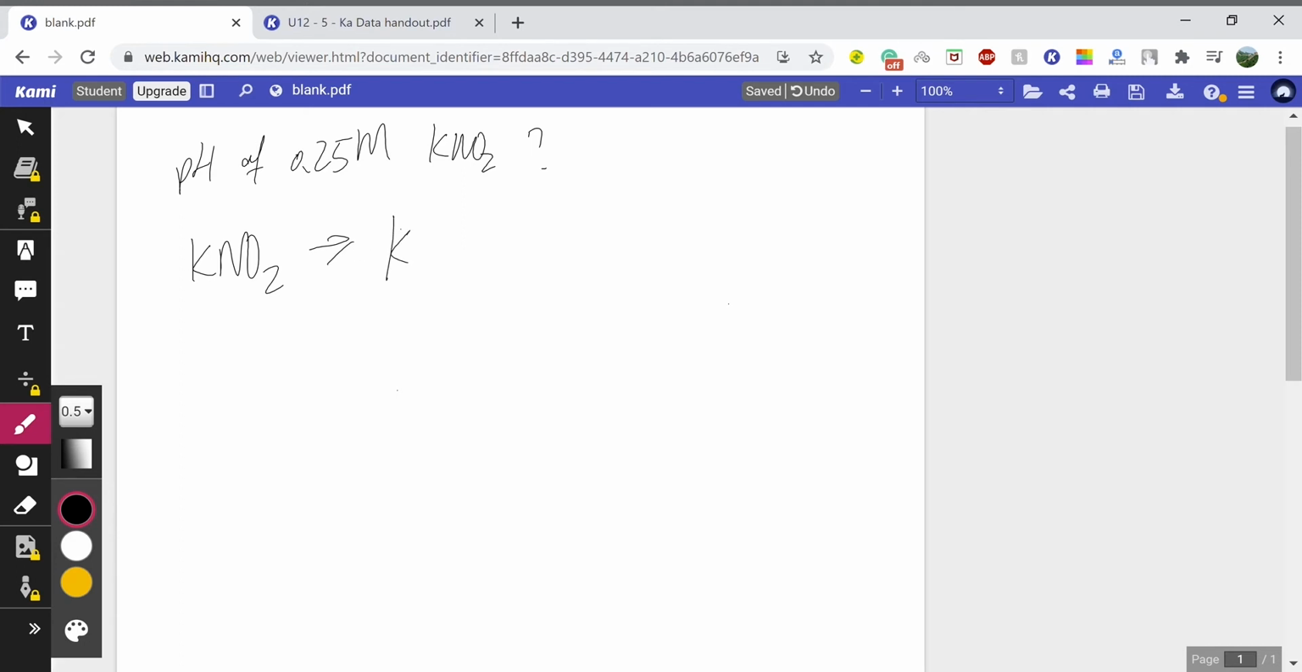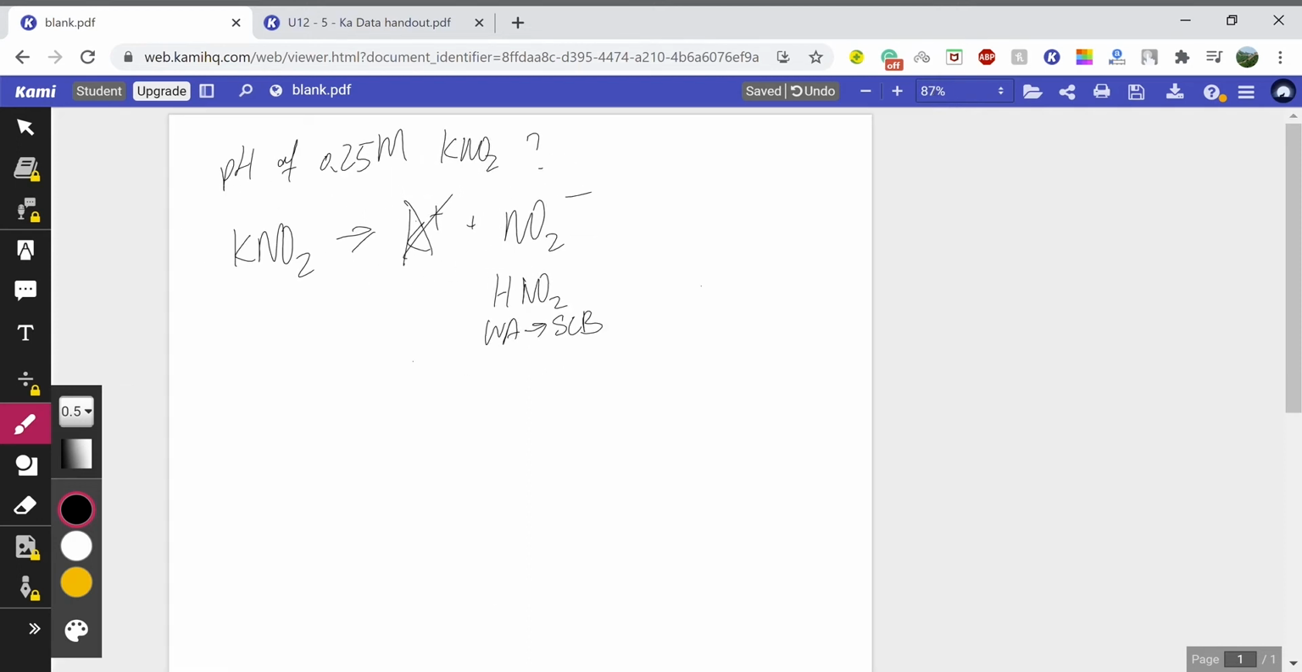First dissociate into K plus and NO2 minus. K plus is an alkali metal, so we already know that this has no dissociation with water, so we just cross it out. NO2 minus, if we add hydrogen to it, is HNO2. So this is a weak acid, which makes it a strong conjugate base. That means this solution is basic. Now that we know the solution is basic, we can write the new equation: NO2 minus plus H2O makes HNO2 plus OH minus.